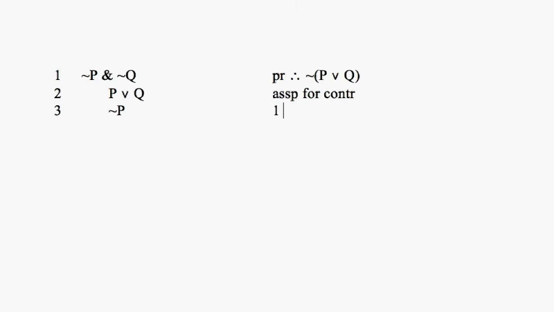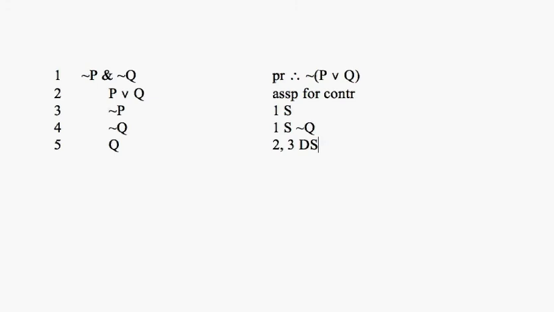So one simplification gets us not P. We'll go ahead and do the next simplification here, though we could do it in a different order if we liked. We have, once again, one simplification gets us not Q. And now we can go ahead and use our rule of disjunctive syllogism. It really doesn't matter which way we do it. We'll get rid of the P here. We'll use 2 and 3 disjunctive syllogism and get Q.